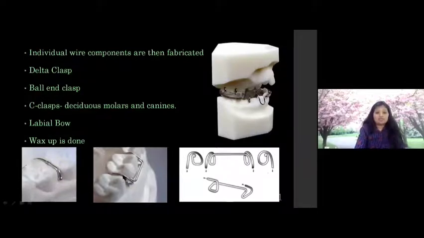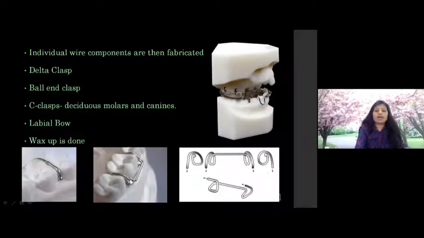If this is the portion which is coming out of the acrylic, you hold the wire here with your bird beak plier or else your removable Adams plier, and then bend this inside towards the tooth. Once you bend it towards the tooth, it goes inside the undercut.